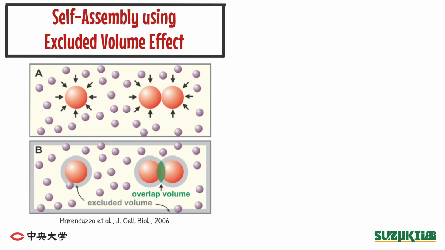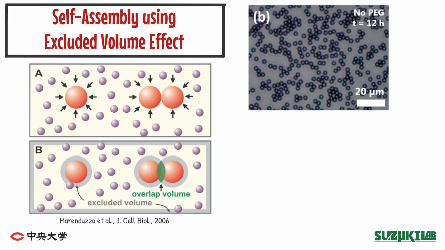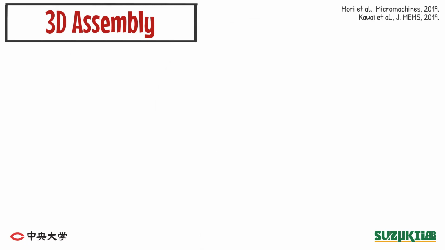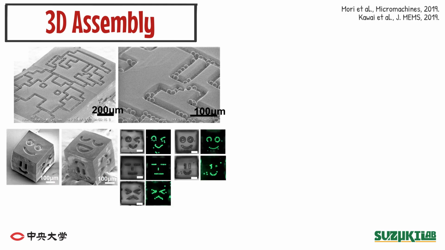When polystyrene beads with a diameter of 3 microns are put in water, they are dispersed like this. However, when a polymer with a diameter of several tens of nanometers is mixed into the solution, the beads actually contacted with each other. Using this principle, we showed that microbeads can be placed in microfabricated grooves. Beads could be placed both on a 2-dimensional plane and on the surfaces of 3-dimensional structures.